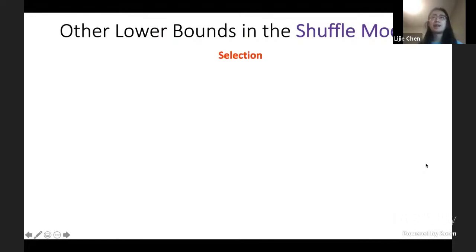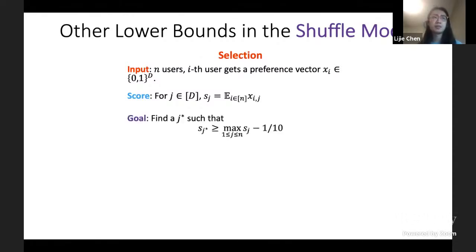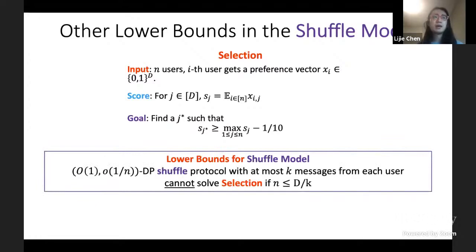The selection problem is defined as follows. So there are n users. The i-th user gets a d-dimensional preference vector, and for index j, the score of j is defined as the expectation of x_ij. And the goal is to find j star such that the score of j star is close to maximum. And we show that for constant epsilon, 1 over n delta differentially private shuffle protocols with at most k messages from each user cannot solve selection if n is at most d by k.